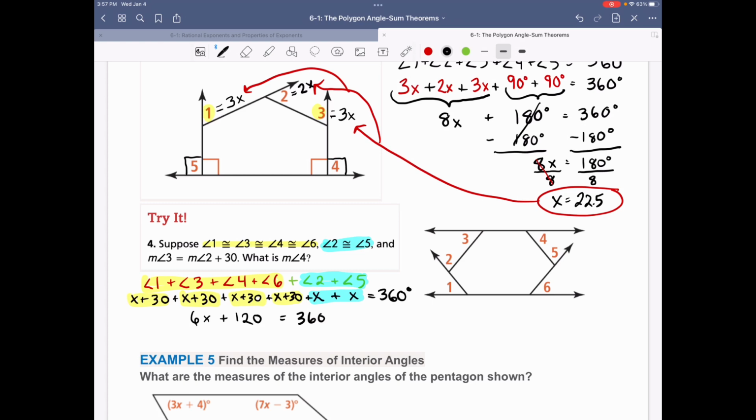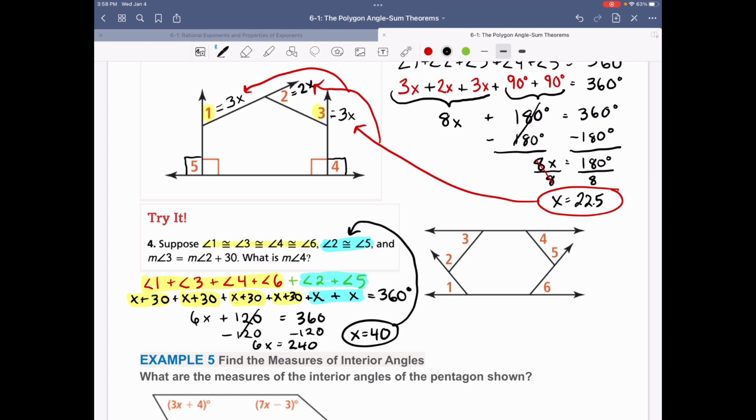Now we can solve this using two-step equations. Subtract 120 from both sides. The 120s cancel, so 6x equals, some subtraction, 240. I know that 6 goes into 24 four times, so if I divide by 6, I get 40. x equals 40. That means that angles 2 and 5 equal 40.